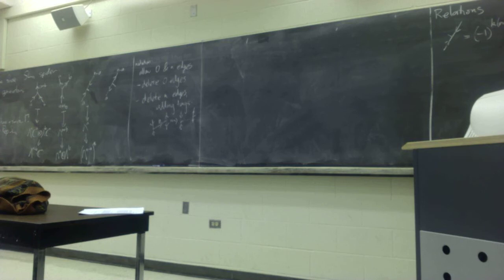So what is this? Well, V, the standard representation of SL2, is self-dual. Okay. So there's some isomorphism from V to V dual, okay? But if you take this isomorphism and rotate it by 180 degrees, okay?